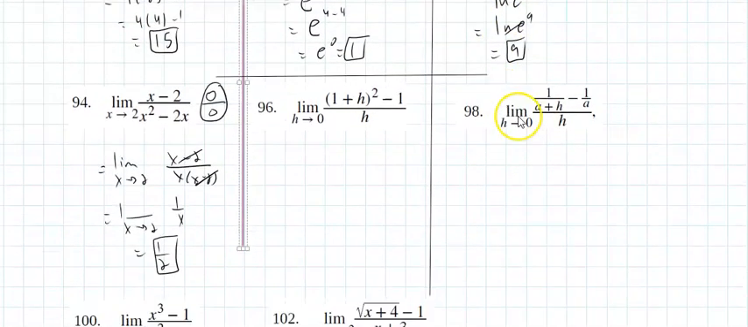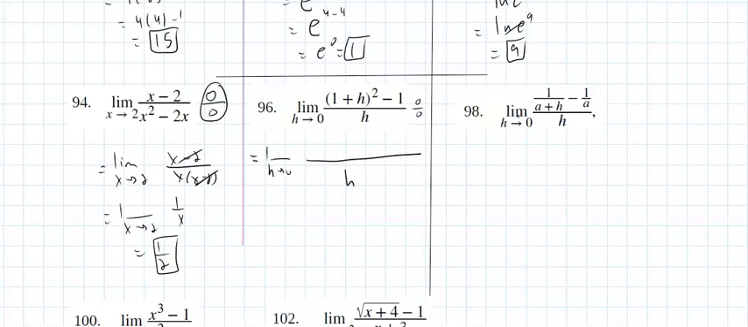And if I get to number 96, you say, okay, well, let's see, what's that? If you put 0 and you get 1 squared, which is 1 minus 1, that's also 0 over 0, which means I need to manipulate that. Well, how are you going to do that? Pretty much as straightforward as it is. FOIL.